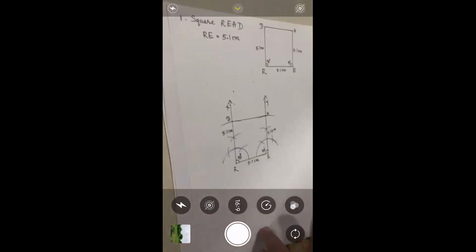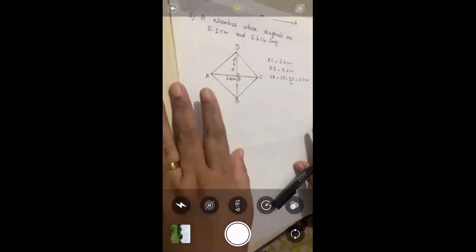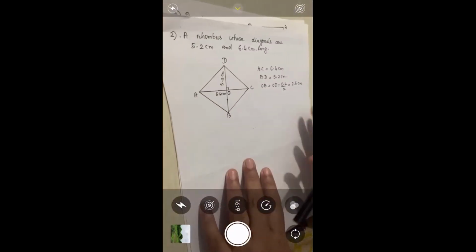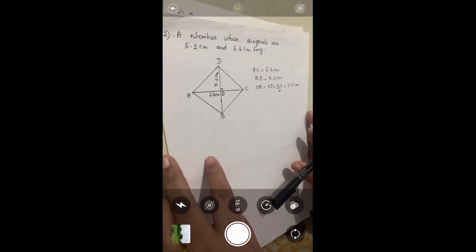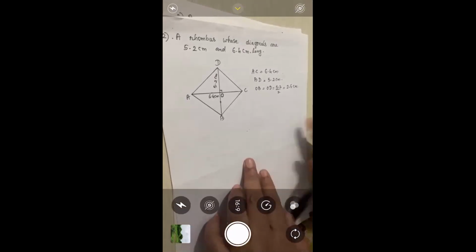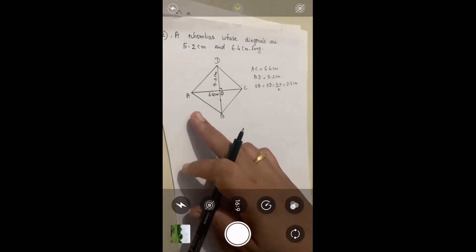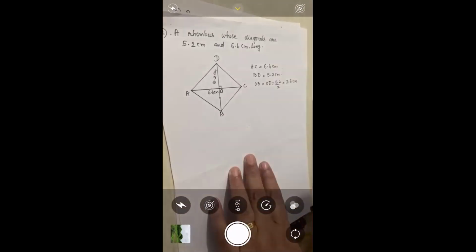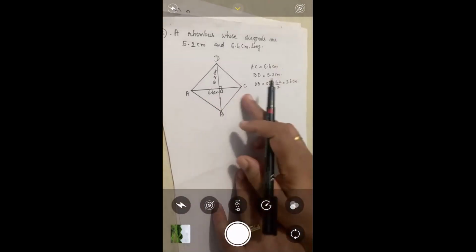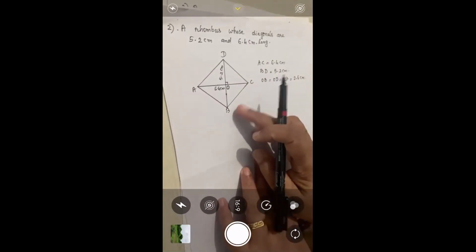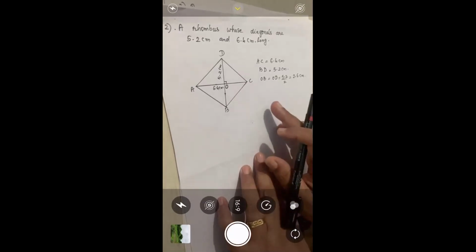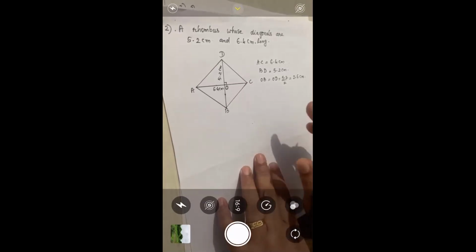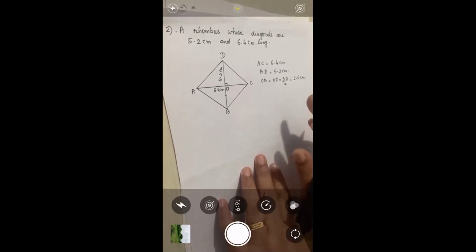Now we are going to draw second question. See what is second question? Second question is a rhombus whose diagonals are given 5.2 centimeter and 6.4 centimeter. Here no name given, so I have drawn a rough diagram with the name A, B, C, D. Here one diagonal is AC and another diagonal is BD, and they are intersecting at the point O. So we are using the property that the diagonals of a rhombus bisect each other at a right angle. That property we are using.